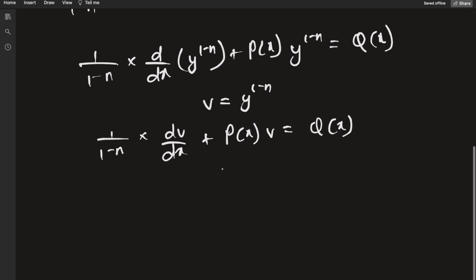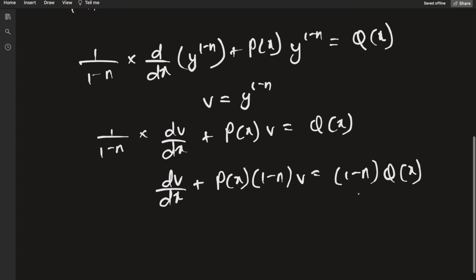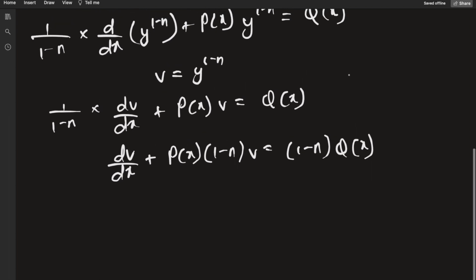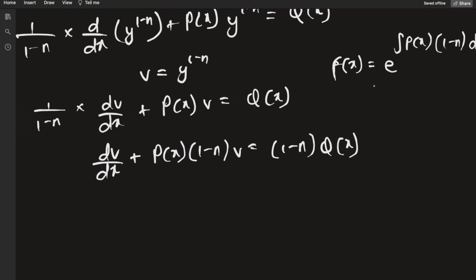We have a linear equation in v, except let's shift this factor over there. So dv over dx plus p of x times 1 minus n times v is equal to 1 minus n times q of x. Now this is truly linear in v, and the integration factor is going to be, let's call it f of x. Maybe f of x is the integration factor, e raised to the integral of p of x times 1 minus n dx.